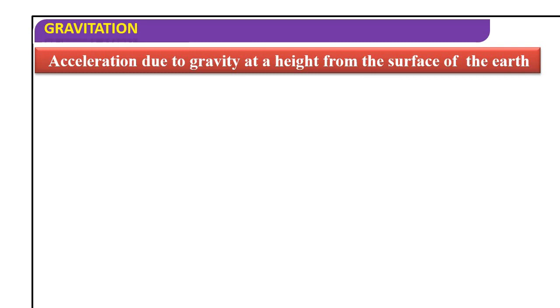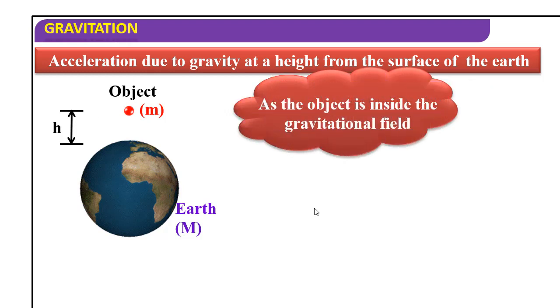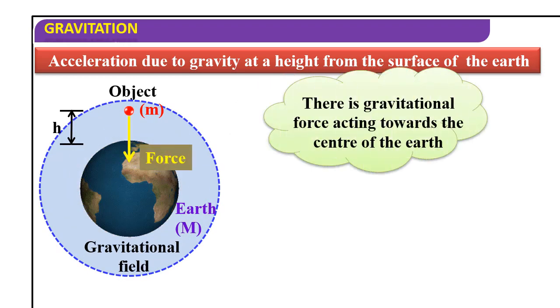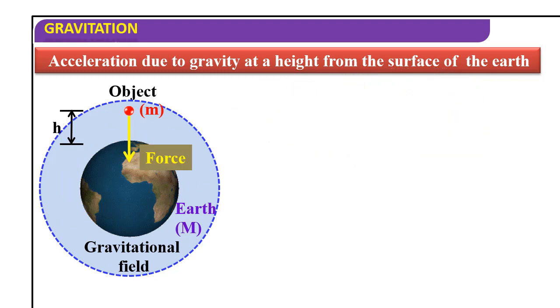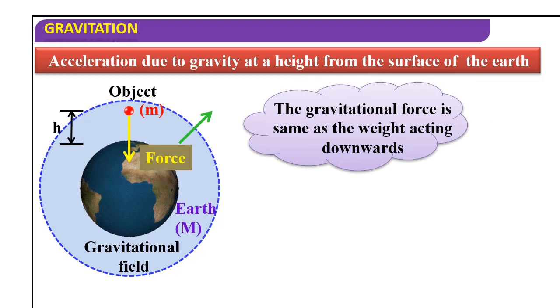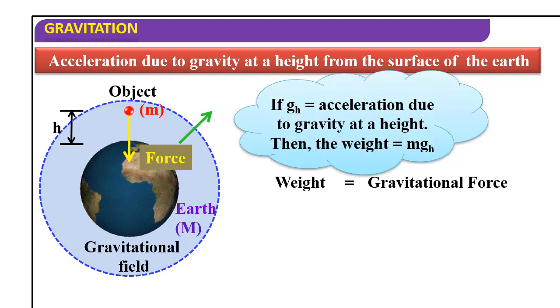So if we are interested in the acceleration due to gravity at a height from the surface of the earth, we are calculating above the surface. Then the object is inside the gravitational field. So the force towards the center of the earth, the gravitational force, is the same as the weight acting downwards. So weight is equal to gravitational force. So mg is equal to mgh. Gh means acceleration due to gravity at a height h.